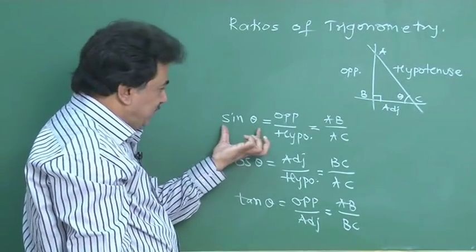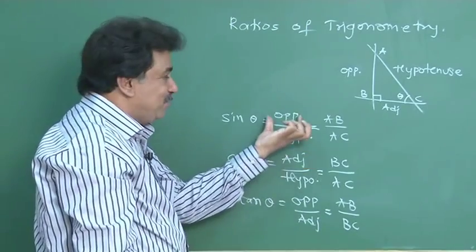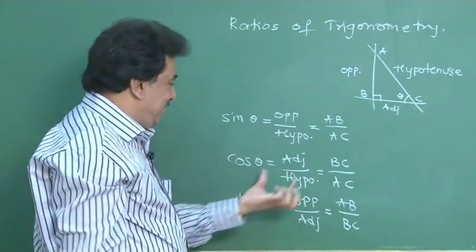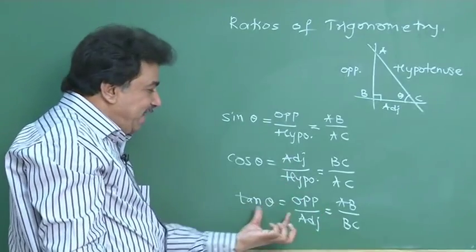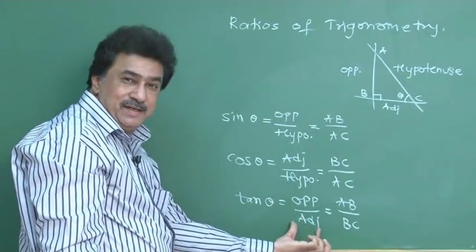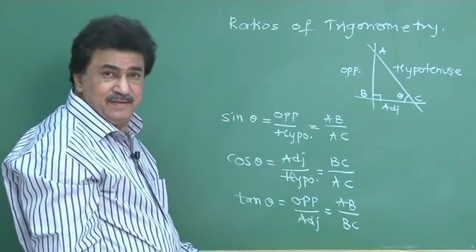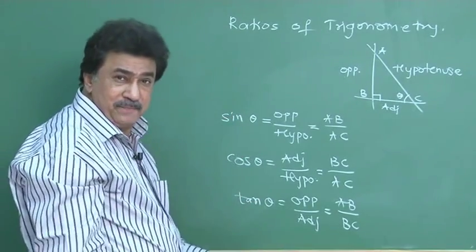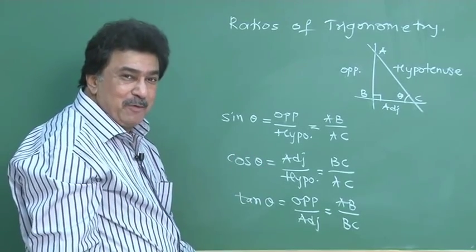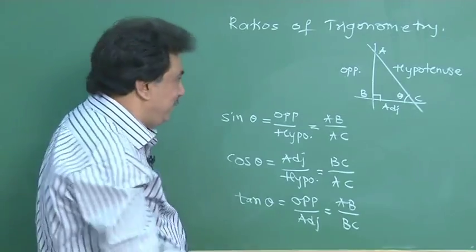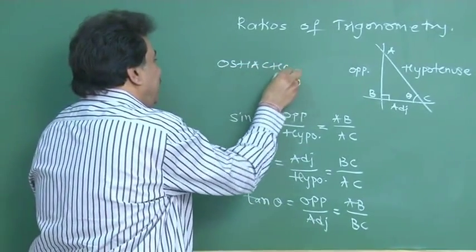Yes. What is sin theta? Opposite upon hypo. What is cos theta? Adjacent upon hypo. And what is tan? Opposite upon adjacent. Now you must be wondering how to remember this. It becomes slightly confusing. I'll give one easy, magical word, developed by Sinals. It's a beautiful word. Osha Chota.